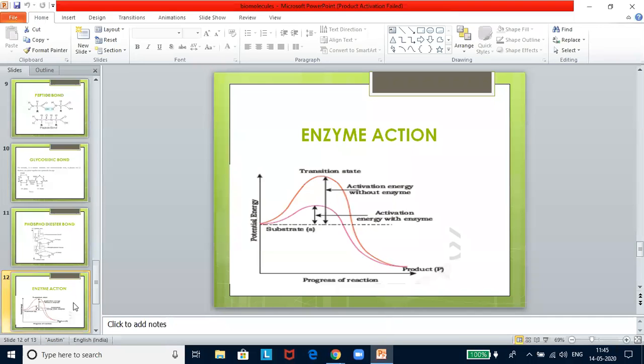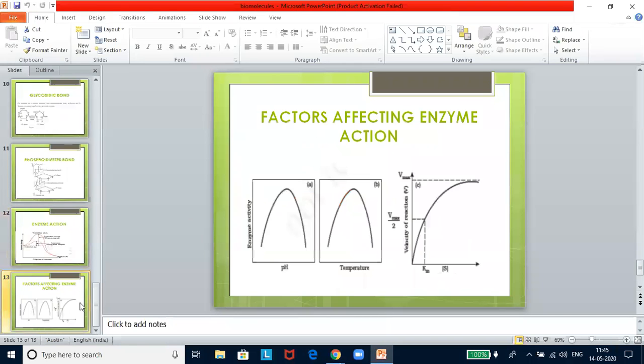Now let us look at this graph, you will understand better. So this is with the enzyme action. This is the optimum pH, below which it will not be able to function. This is for the temperature, and this is the velocity of the reaction, and this gives you the Vmax.